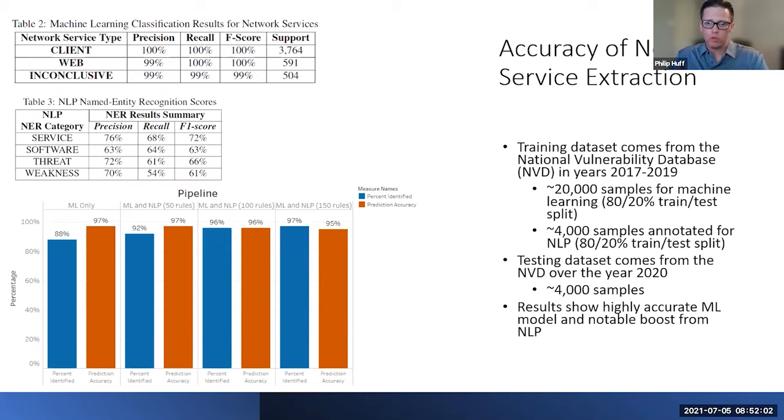Using those named entities, we can derive more robust pattern matching rules to determine the network service. To test this approach, we use a more recent data set from the National Vulnerability Database. And the results from left to right on the bottom graph show improvement as more named entity recognition rules get added. With machine learning only, we can accurately identify 88% of the network services, the rest being marked as inconclusive. And this grows to 97% when we add up to 150 rules using pattern matching associated with the named entity recognition. At the same time, prediction accuracy remains mostly stable.